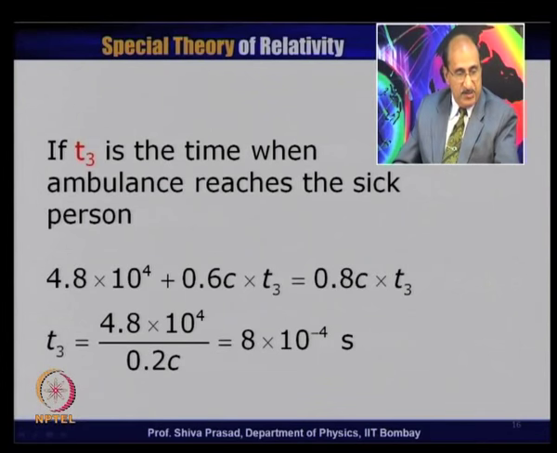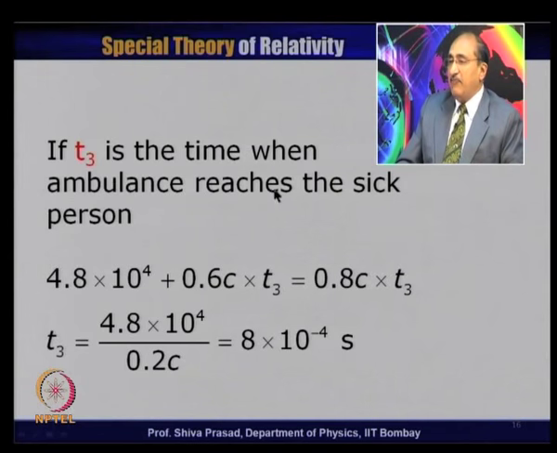This is what I have written in this particular transparency. If T3 is the time taken when the ambulance reaches the sick person, then the original distance 48 kilometers plus the distance moved by the train in time T3, which will be 0.6 c multiplied by T3 because the speed is 0.6 c, must be equal to the distance traveled by the ambulance, which also travels for the same time T3 but with a speed of 0.8 c, that is 0.8 c multiplied by T3. So, from this you can calculate the time T3. If you take this to the right hand side, 0.8 c minus 0.6 c becomes 0.2 c, which comes here in the denominator, and then I calculate time T3, which turns out to be equal to 8 into 10 to the power minus 4 second.